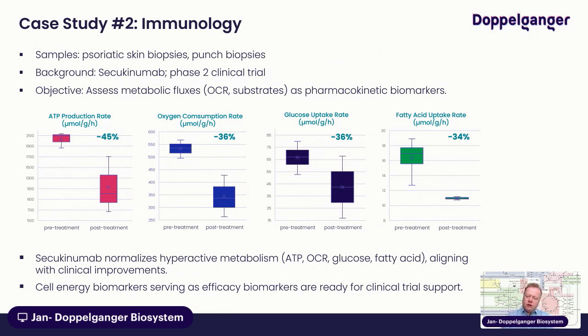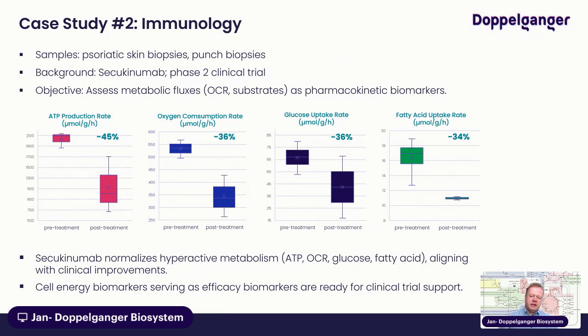So on the left side, you always see the parameter pre-treatment, on the right side, post-treatment. And we start with the ATP production rate. And you see that secukinumab decreased ATP production rate by 45%, which is really significant. And again, to validate this, we look at the oxygen consumption rate, and it's in the same order of magnitude.